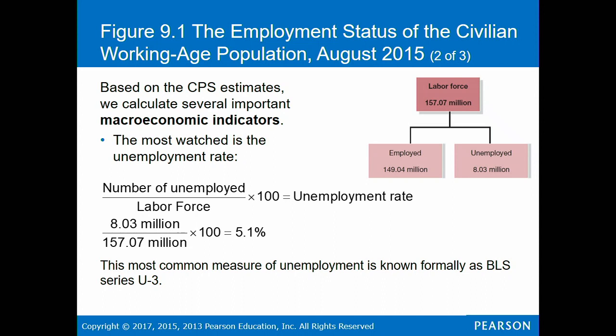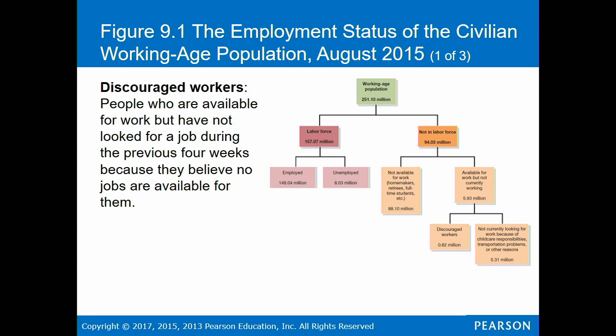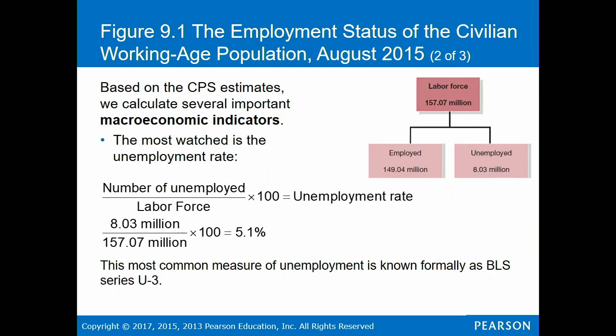So in August 2015, there were 8.03 million unemployed, and the entire labor force was 157 million. You just divide the unemployed by the total labor force and multiply by 100 to get the percentage. We have a 5.1% unemployment rate. Again, the total economy is much larger than that, or the total working age population was 251 million.